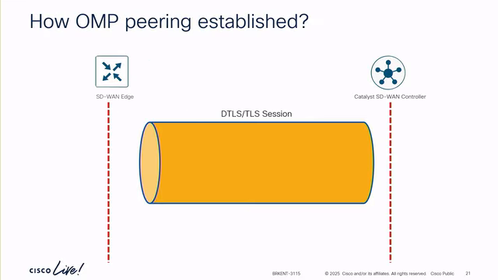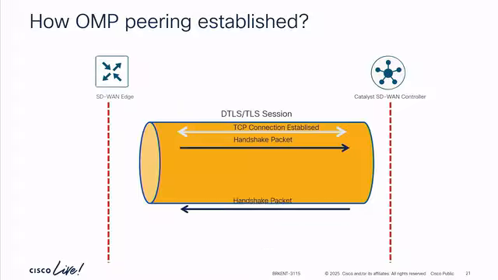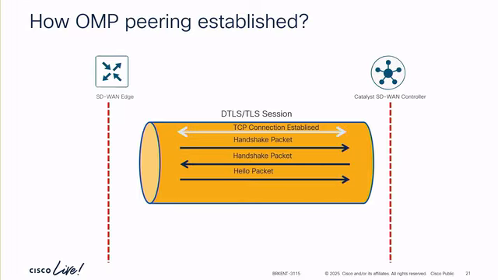So I told you OMP works in a client-server model. If the OMP peering is being established between the SD-WAN edge device and the SD-WAN controller, who will initiate the TCP connection? Anyone? The SD-WAN edge. Good. And whoever initiates the TCP connection will send the handshake packet. We receive the packet, and then we exchange the hello packets.